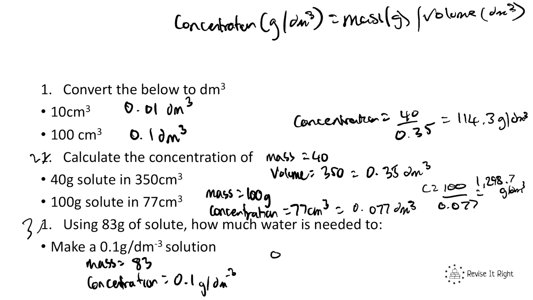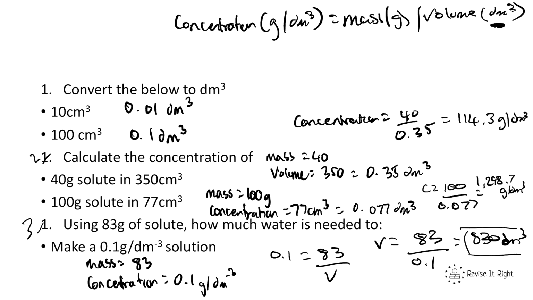So 0.1, which is the concentration, is equal to 83 divided by volume. Okay, to rearrange that, we can do volume is equal to 83 divided by 0.1. So we're going to put that on our calculator, 83 divided by 0.1, and we get 830. And our volume is in dm cubed. So 830 dm cubed should be your answer to that one.